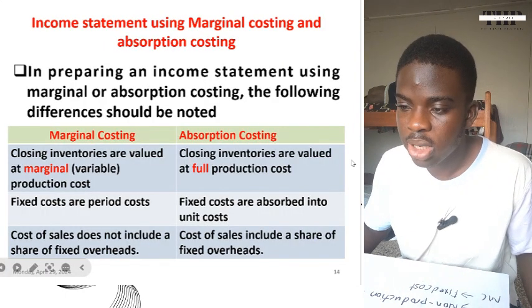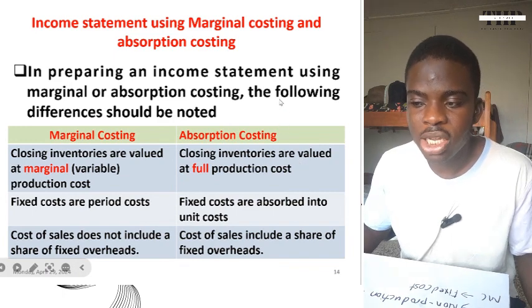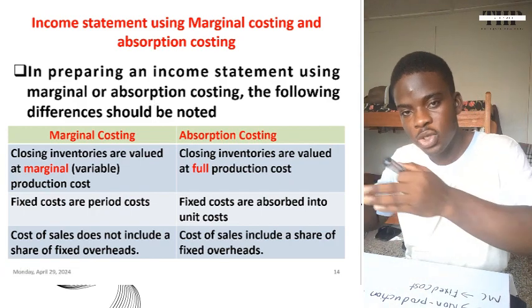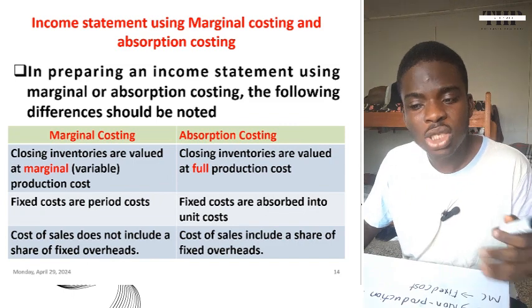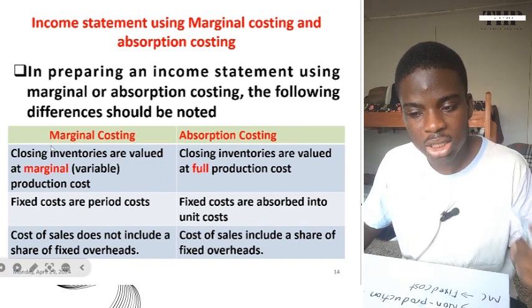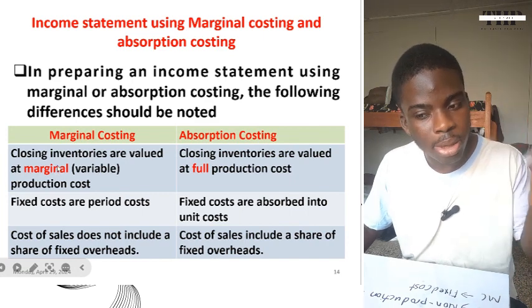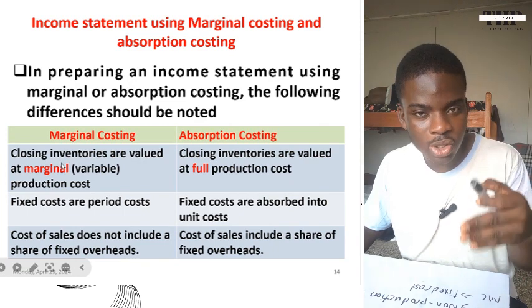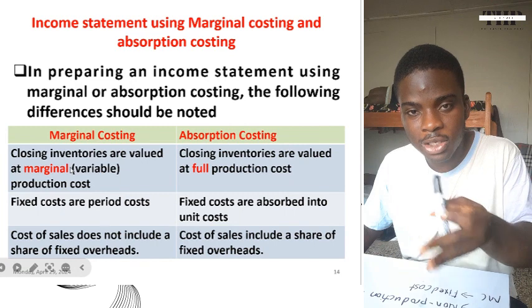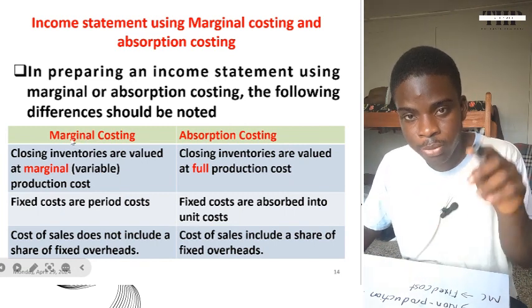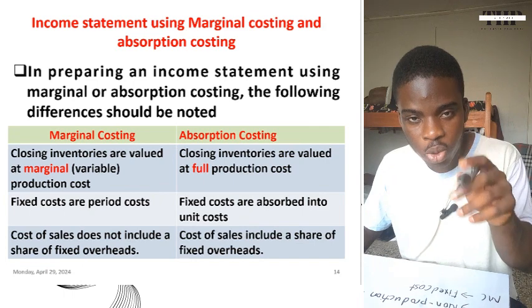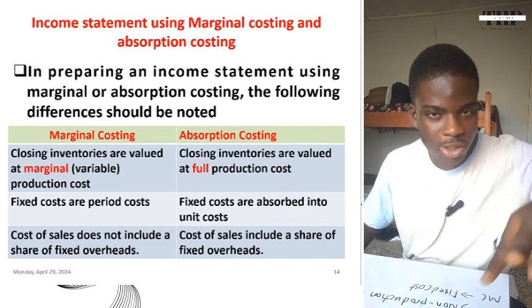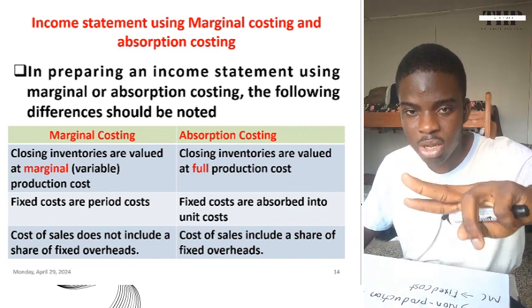Now, income statement using marginal costing and absorption costing. In preparing an income statement using marginal or absorption costing, the following differences should be noted, right? So we have marginal costing on one side, absorption costing on the other side. Marginal costing says that closing inventories are valued at marginal production cost, or the variable production cost. But unlike marginal costing, absorption costing uses the full production cost. What's the full production cost? Direct materials plus direct labor plus variable production overhead plus fixed production overhead. Those four elements, right? But for marginal costing, it takes out the fixed production overheads and just uses direct materials, direct labor, and what?